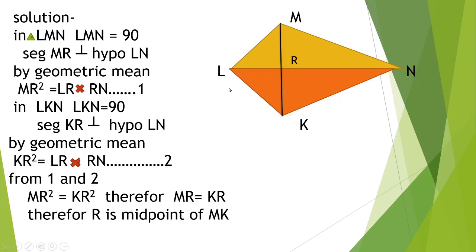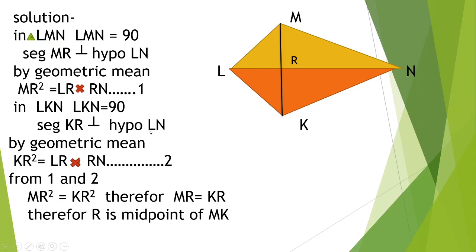Now I take the second right angle triangle, triangle LKN. K is 90 degrees. KR is perpendicular to LN. K is 90 degrees, so LN becomes the hypotenuse of triangle LKN. So again we use the geometric mean property in triangle LKN. KR square is equal to LR into RN. This is our equation 2.